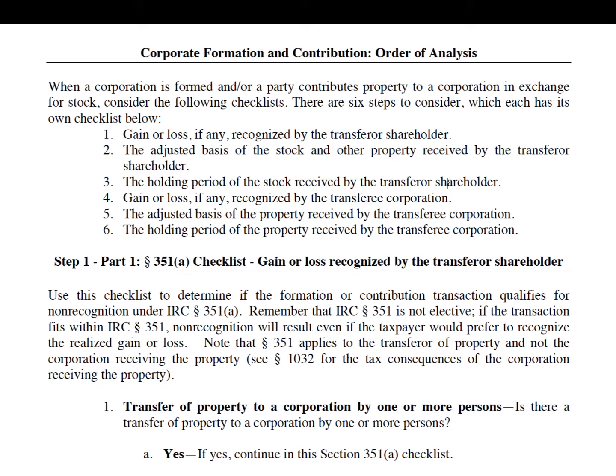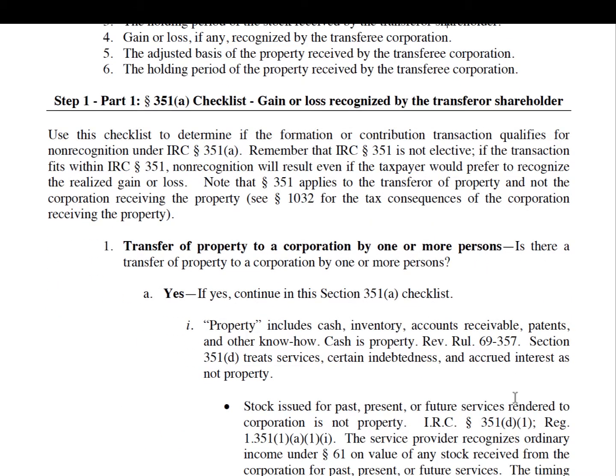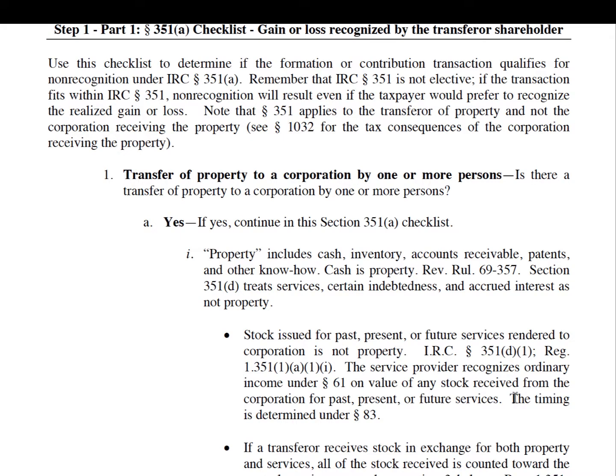Now note that Section 351 applies to transfers of property and not the corporation receiving the property. Again, when we examine steps 4 through 6, we're going to see that those checklists deal with the various consequences to the corporation. So there are 3 parts within Section 351(a) to determine whether there's non-recognition, and all 3 have to be met. The first is, do we have a transfer of property to a corporation by one or more persons? Now there's a lot of language in there that needs to be defined. If we meet this test, if we do have a transfer of property to a corporation by one or more persons, we continue in the checklist.